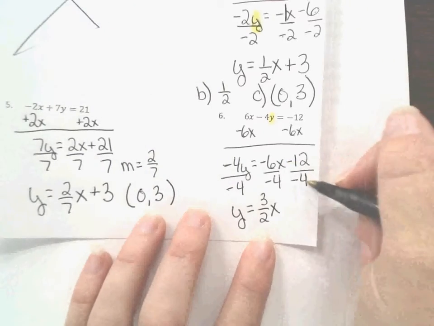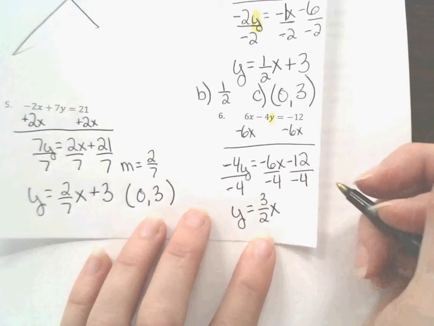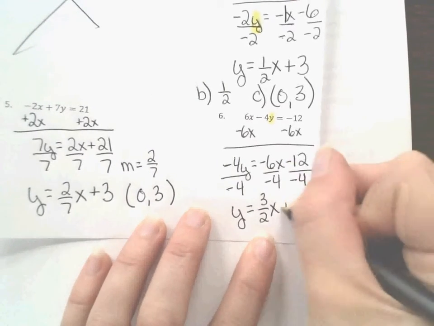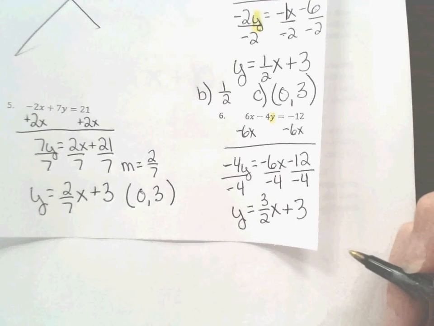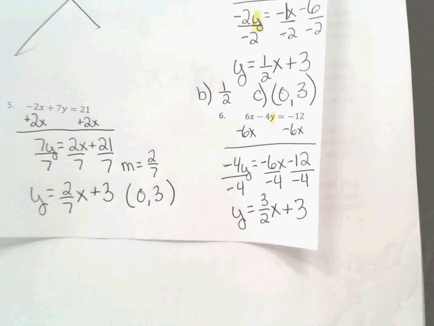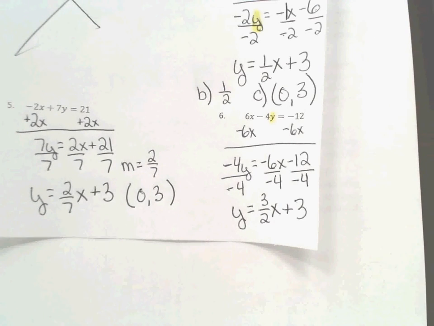And then I have negative 12 divided by negative 4, which is plus 3. So what's your slope? 3/2. And what's your y-intercept? 0, 3.